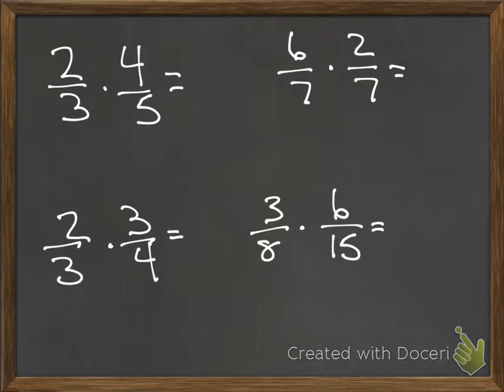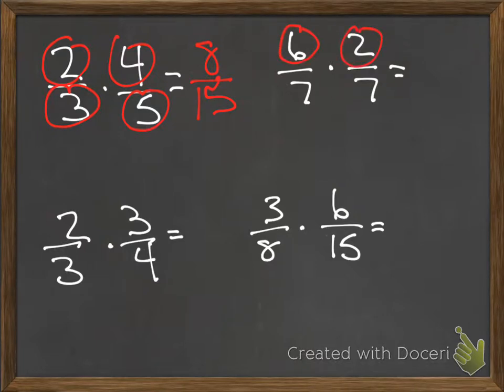So let's do some examples. So we multiply our numerator by our numerator, and 4 times 2 is 8. And then we multiply our denominator by our denominator, and that's 15. And we cannot simplify that. So let's do another one. So then we have numerator by numerator. 6 times 2 is 12. And 7 times 7. Don't get confused. These are the same, but you still have to multiply them together. So 7 times 7 is 49. And that cannot be reduced.